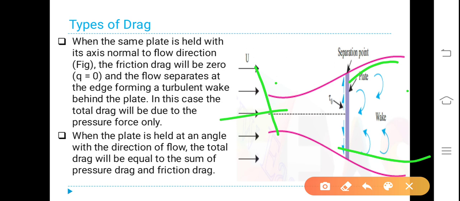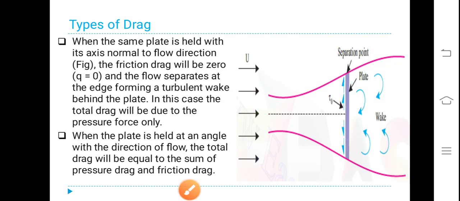When the plate is held at an angle with the direction of flow, the total drag will be equal to the sum of the pressure drag and friction drag.